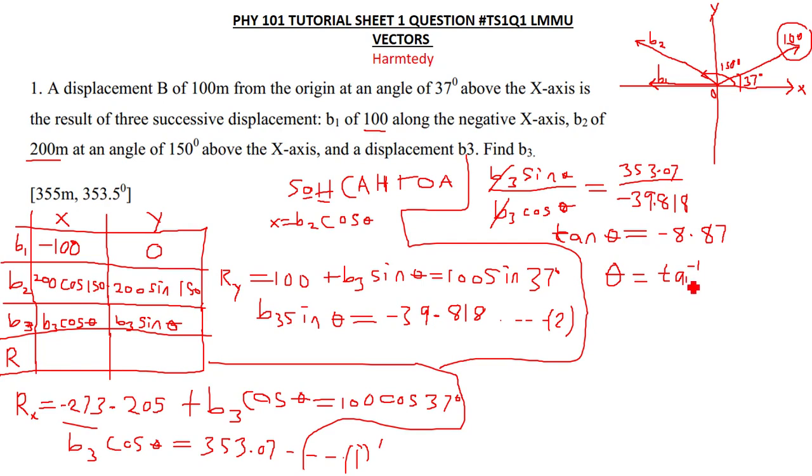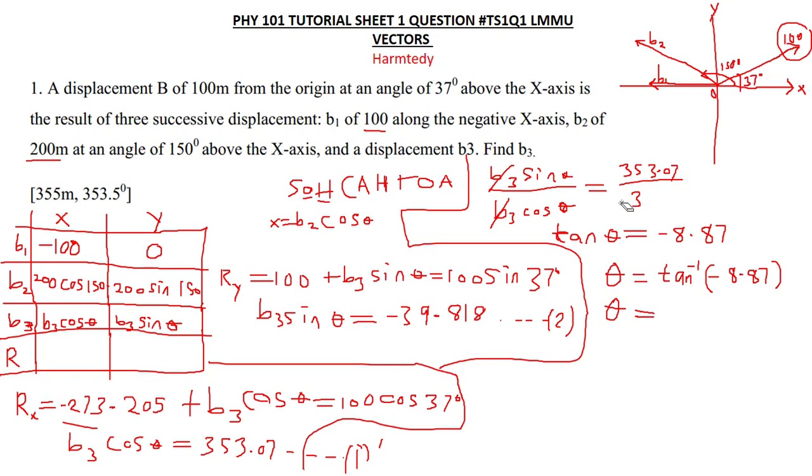So the tan inverse of negative 8.87. So the tan inverse of this will just give us theta being equal to... so when you find the tan inverse of that, you get... oh sorry, here I made a mistake. The one for sine is the one which has this small negative 39 and everything. Sorry for that error. Let me just erase this.